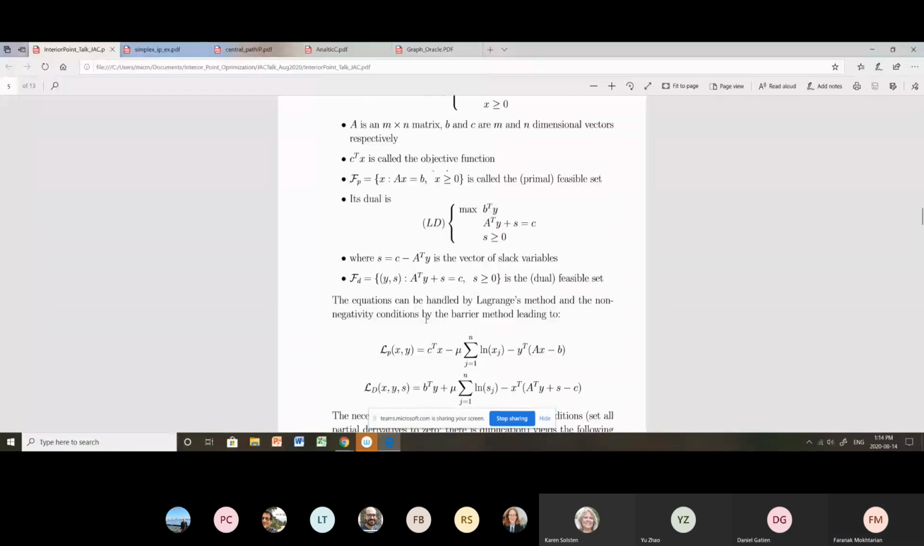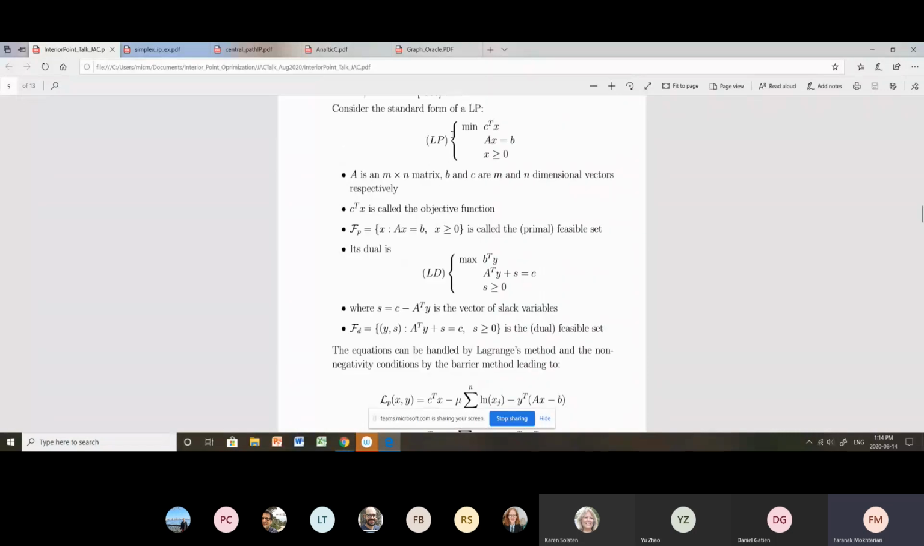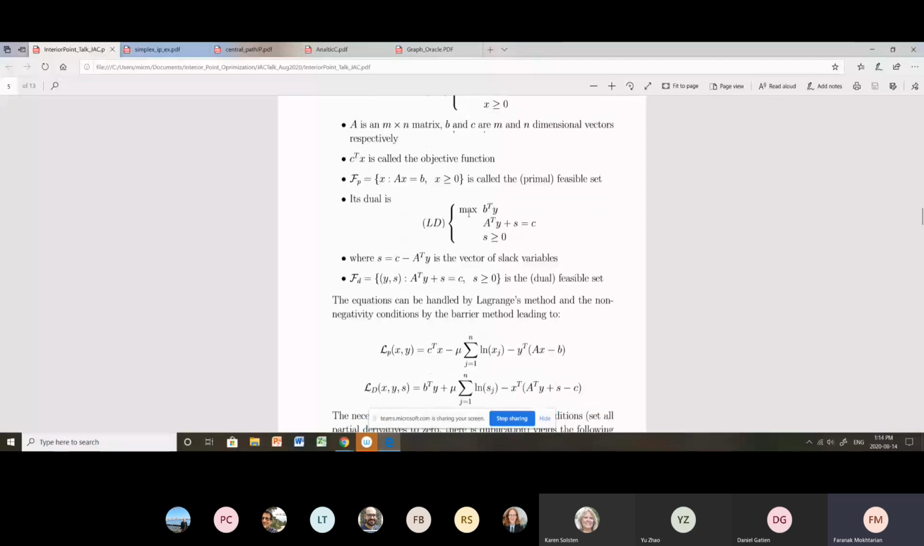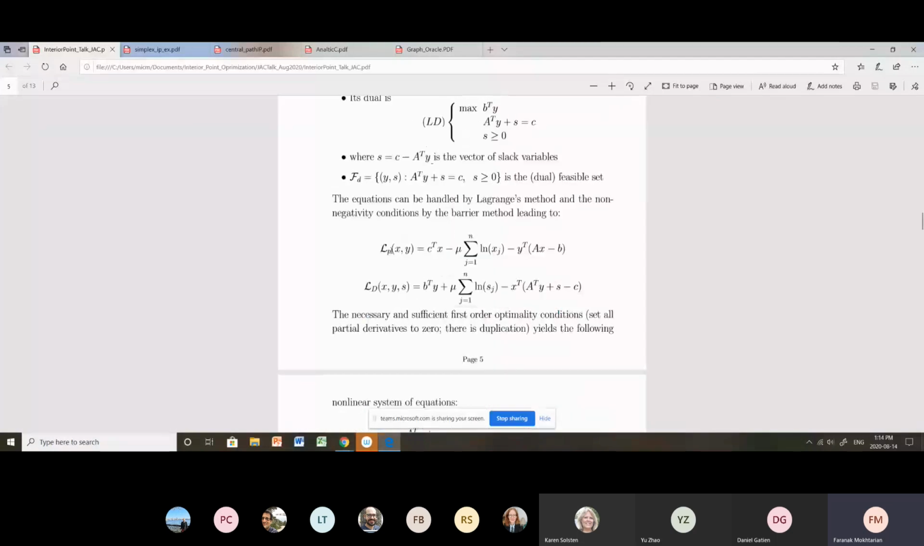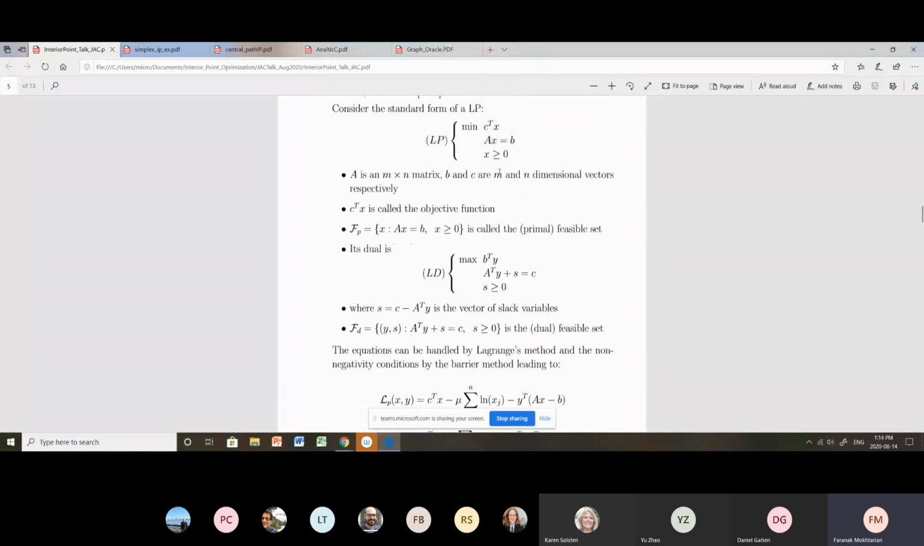As I mentioned, we can handle the equations by Lagrangian and the inequalities using the barrier method. And we can have one, which we still call the Lagrangian, for LP and one for LD, the dual problem. Here they are listed. So this is the Lagrangian associated with the primal problem.